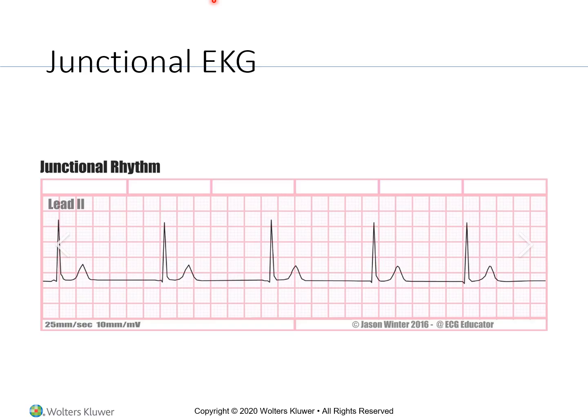And remember, we said that the AV node has an intrinsic rate of its own of about 40 to 60 beats per minute. And so this EKG tracing is much slower than what you see in a sinus rhythm. The other thing that I don't see here is any P wave. There's no depolarization of the atria on this tracing because the rhythm itself is coming directly from the AV node. So this is a junctional EKG.